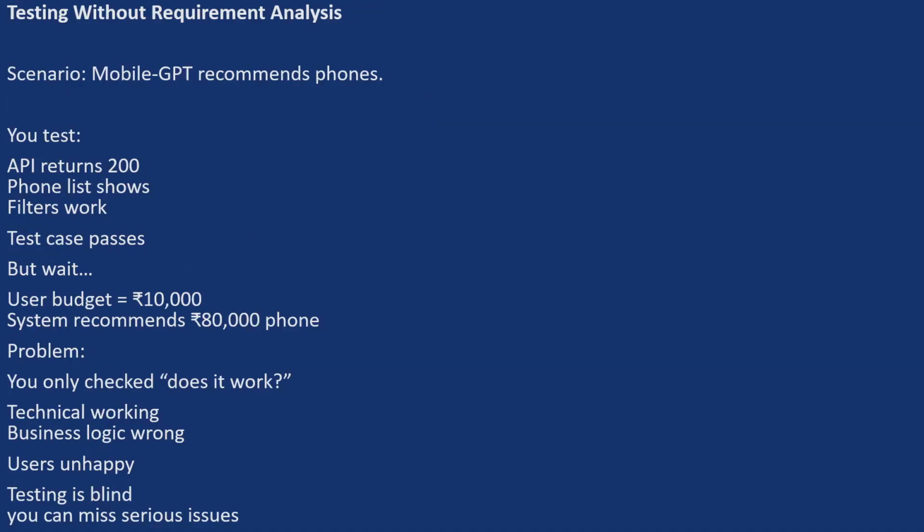So I will take the first step. Let's suppose the tester is testing without requirement analysis. Again the same scenario, that is mobile GPT recommends phones. What will you do? You just test as a tester. If you don't have a requirement and haven't done any requirement analysis, you will just check that the API is returning 200, that is status code 200 success. You will check that the phone list shows and all the filters are working fine or not, and the test case passes. But the user budget is, let's suppose, 10,000 rupees and the system is recommending an 80,000 rupees phone.